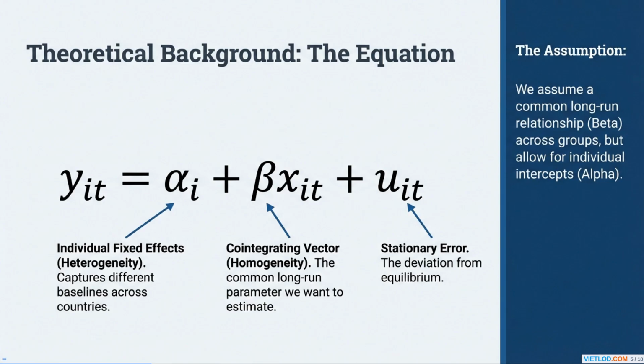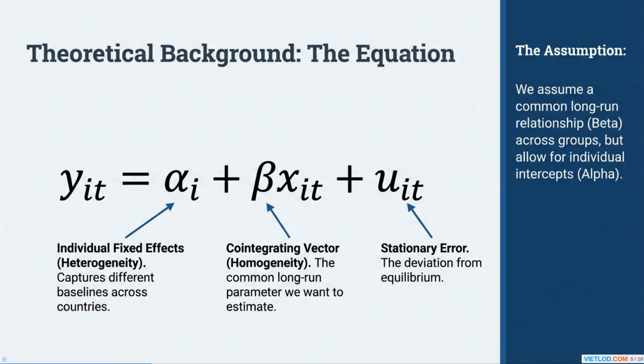This slide introduces the theoretical equation that forms the foundation of our cointegration analysis. The equation is given by Y_it equals alpha_i plus beta X_it plus u_it. Let's break down each term. First, alpha_i represents the individual fixed effects, or heterogeneity. This term captures different baseline levels across countries or individuals in our panel, allowing for unique intercepts for each unit.